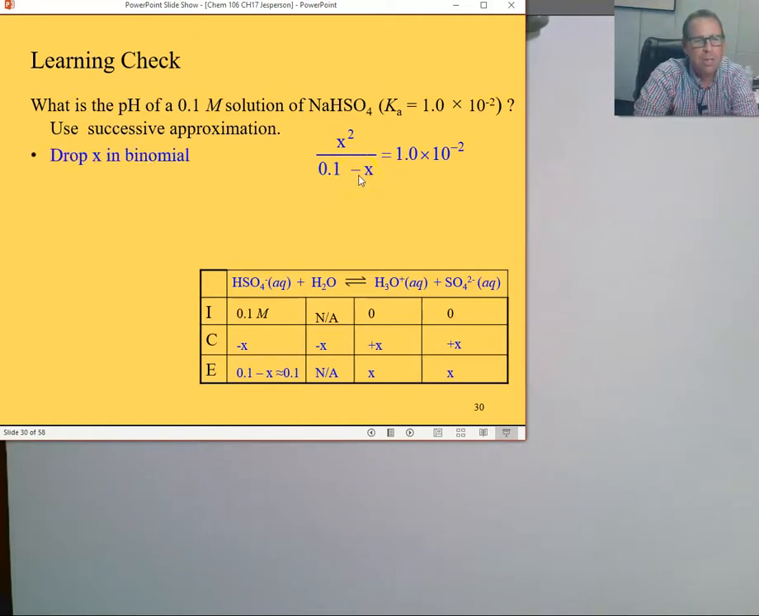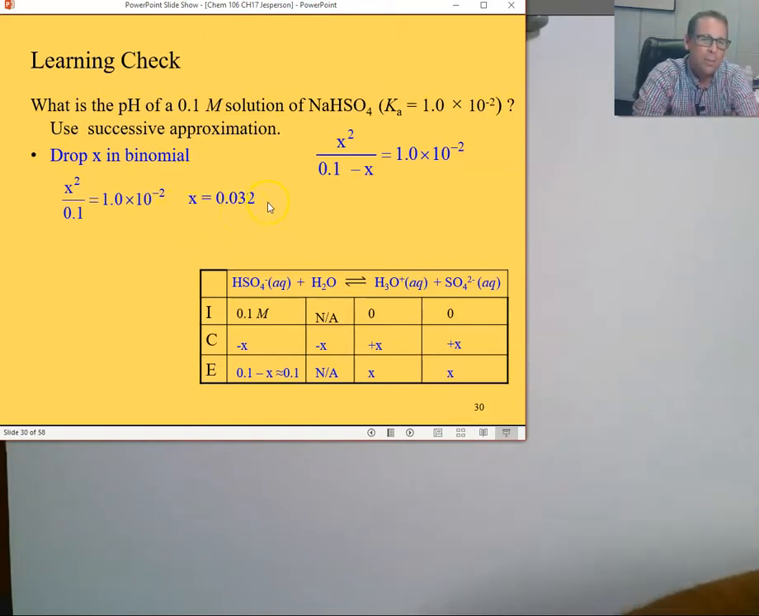But what we can do is, if we drop the x in the binomial, even though we shouldn't drop it, solve the problem and get an answer for x, 0.032, we can know that this 0.032 will not be correct because of the Ka being so close to the initial concentration. However, we can take that 0.032 and substitute it in for this x that we didn't feel comfortable dropping.